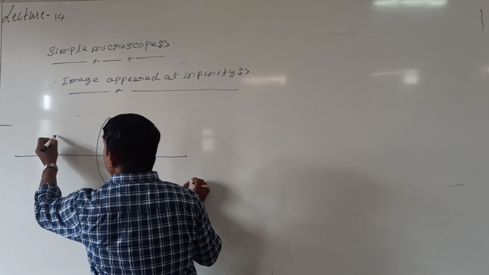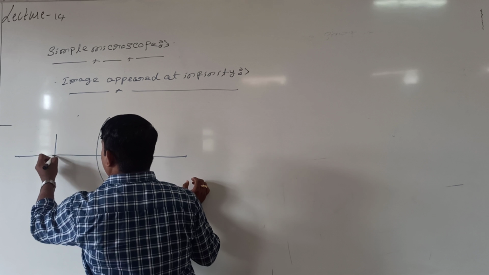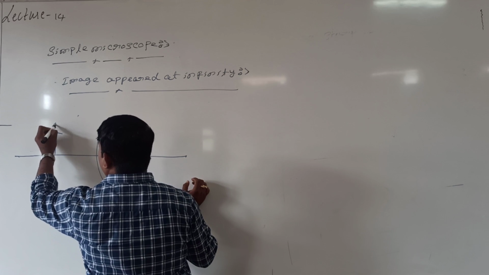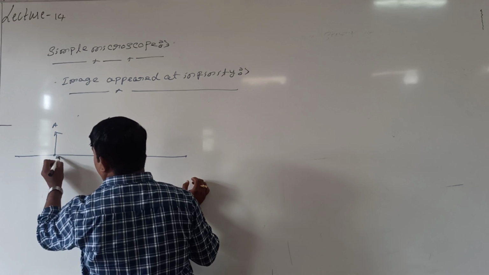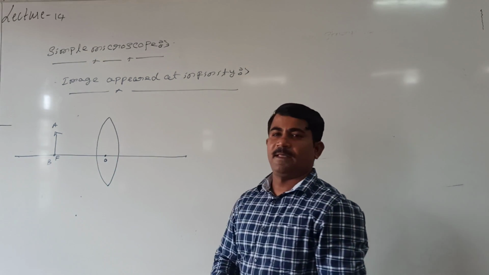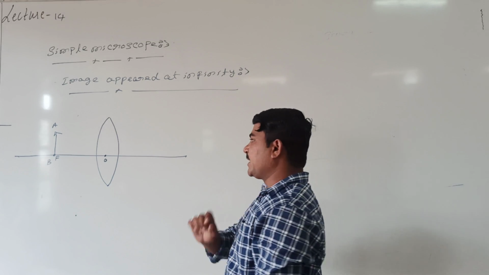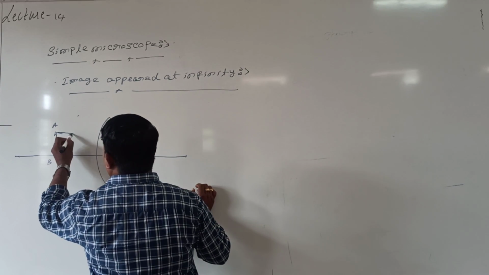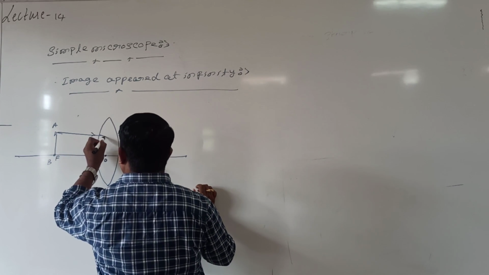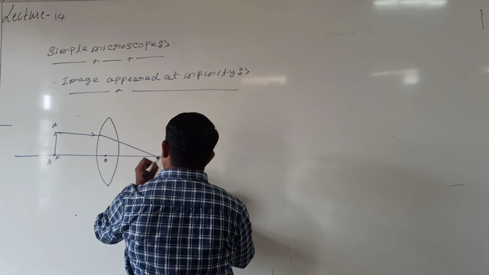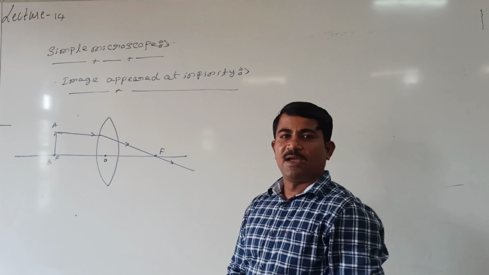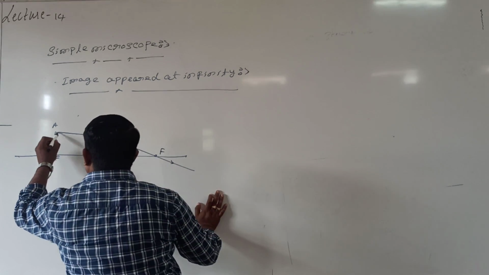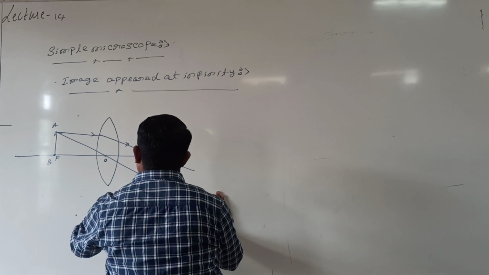Now the object is placed exactly at the principal focus. Let us consider this is object AB. When the object is at the principal focus, let us consider this is the incident ray, and after incidence the refracted ray passes through the principal focus. This is the principal focus. Now one more ray is applied that passes through the optical center, such that it is never deviated.